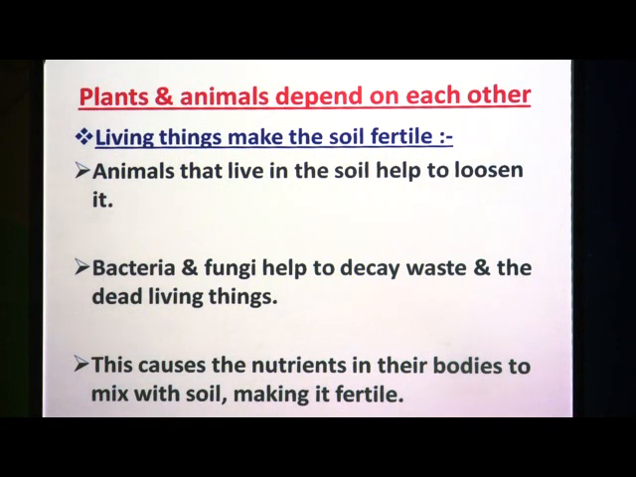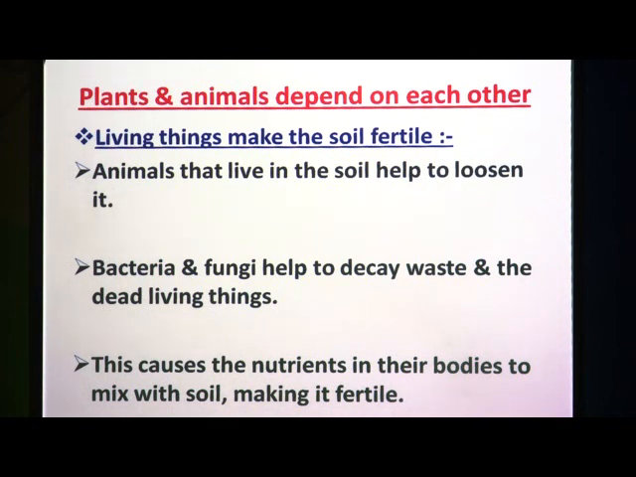Then living things make the soil fertile. How living things make the soil fertile, and how fertile soil is useful for animals. As we know, animals that live in the soil help to loosen it, and air required by the roots of plants can then enter the loosened soil.